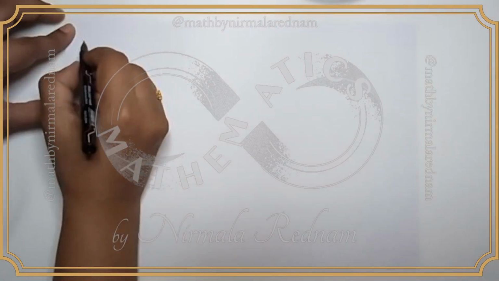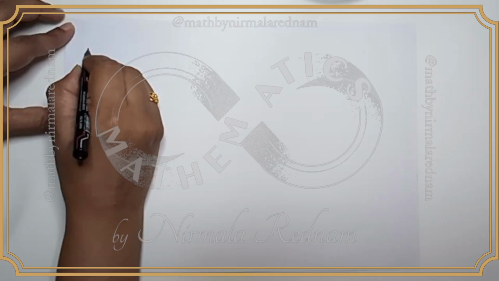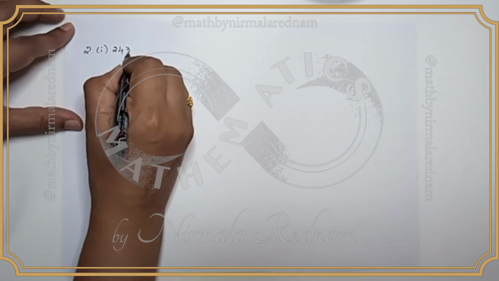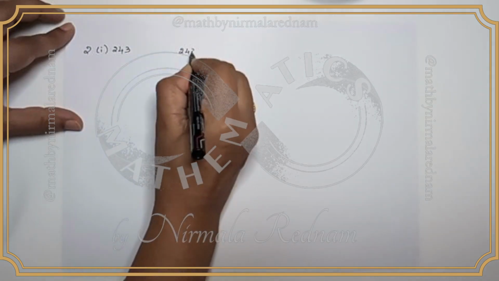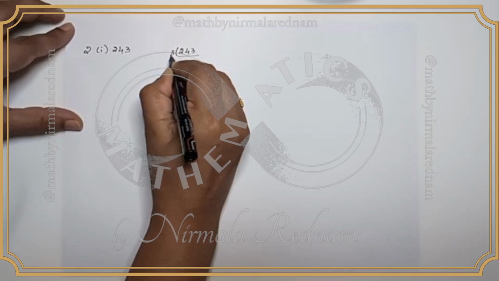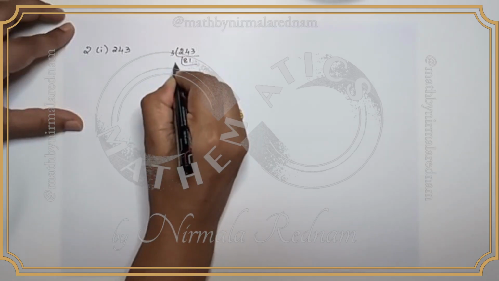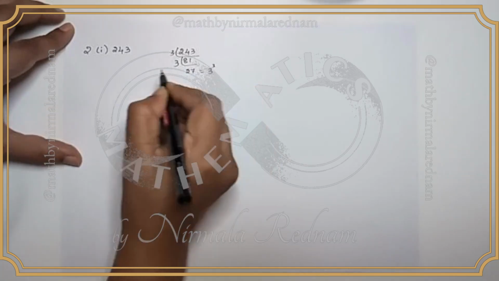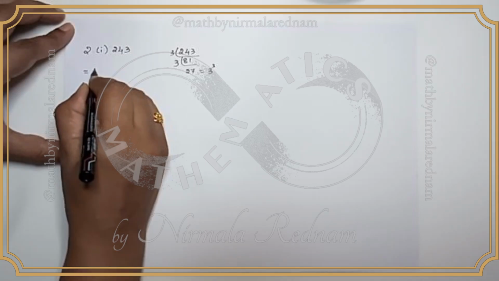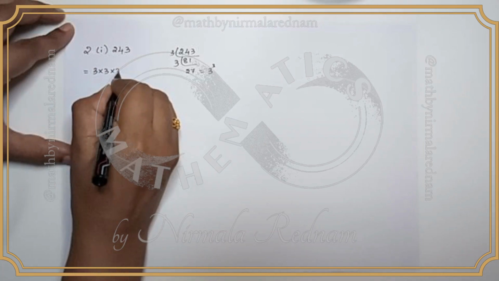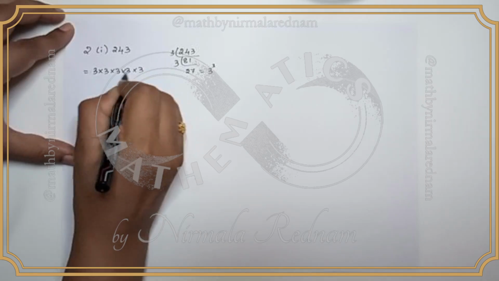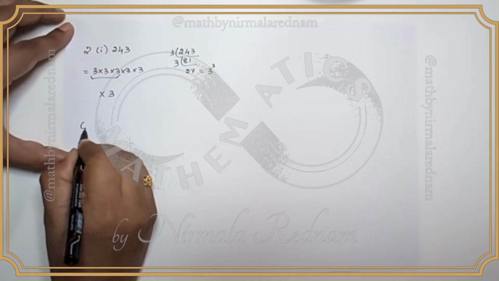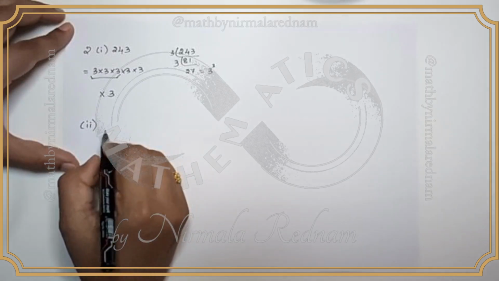So let's look at the first number given to us here, 243. 243, 3 is going to work. 27, 27 is 3 cube, right? So I'm going to write it as 3 into 3 into 3 into 3 into 3. This is already a pair. I need one more 3 here, so I have to multiply it with the 3. So that is my answer.